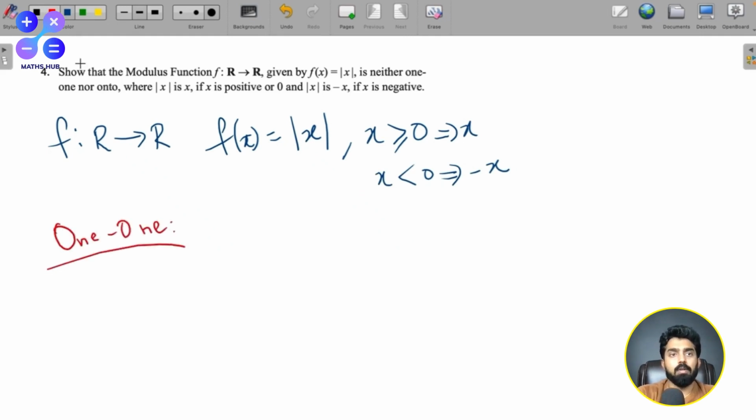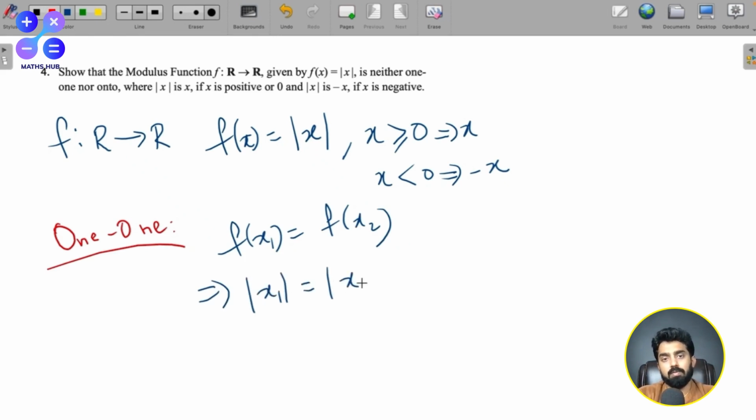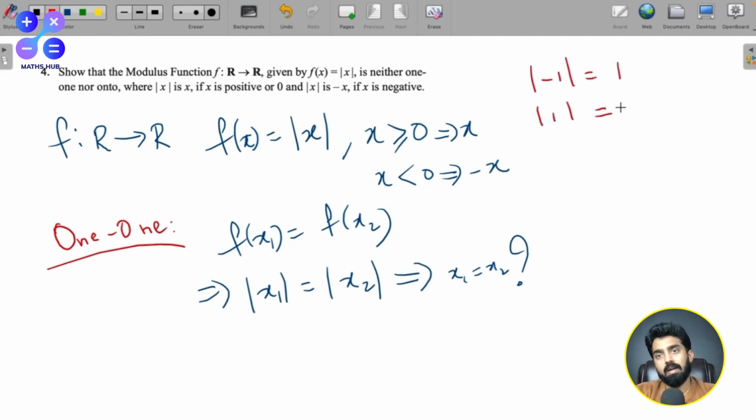So getting back to our usual drill, if f of x1 is equal to f of x2, which means if mod x1 is equal to mod x2, does that imply x1 equals x2? No, because for minus 1, I get a 1. For mod of 1 also I get a 1. So even though I know that mod of minus 1 is equal to mod of 1, this does not imply minus 1 is equal to 1. So x1 is not equal to x2 even though I get the same y values, and this is not a one-to-one function.